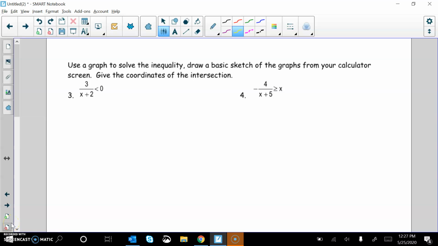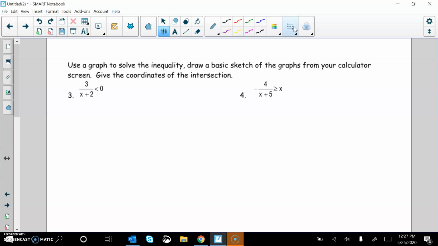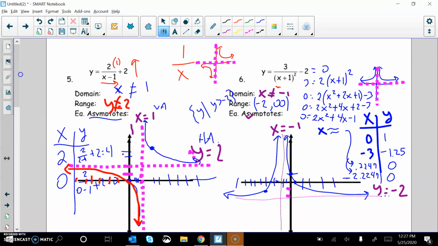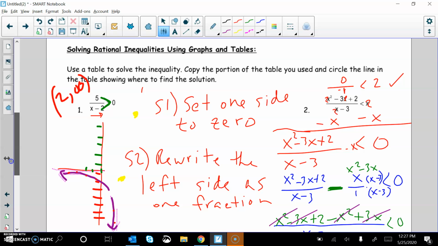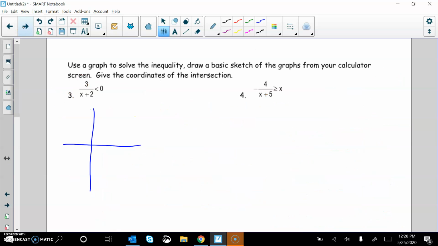All right, 3 and 4 for the inequalities. Let's get to it. Number 3 is already set up nicely. We can graph it if you wish. Find out when it's less than 0, and that'll be whenever the graph is below the x-axis. Very similar to number 1 over here. We wanted it above the x-axis on that one.